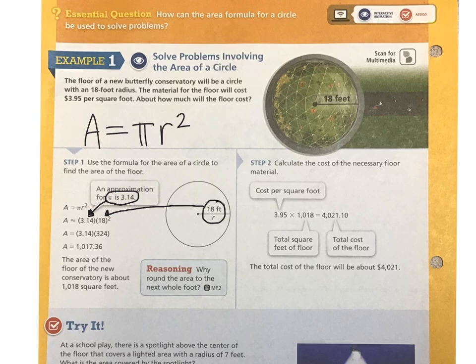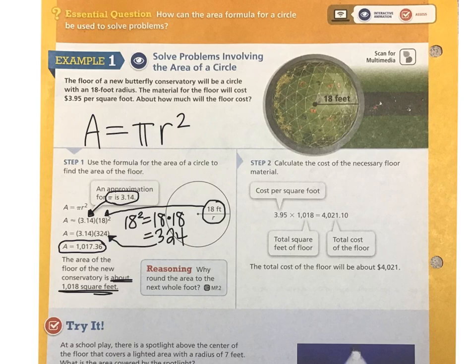Next, you have to do the 18 squared. So remember, 18 squared means not 18 times 2, it means 18 times 18, which is 324. So this is where that 324 comes from. And now we need to take that 324 and multiply by pi to get the area, 1,017.36 square feet. So the area of the floor of that conservatory is about, this is an estimated number, 1,018 square feet.